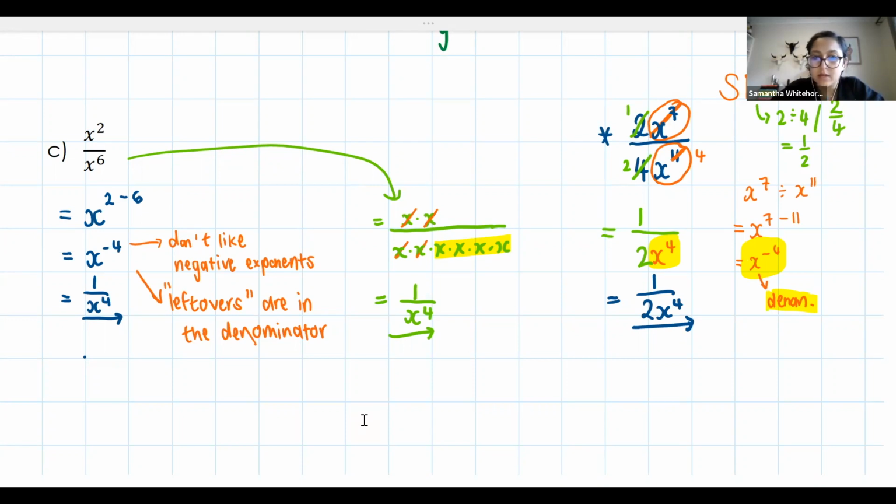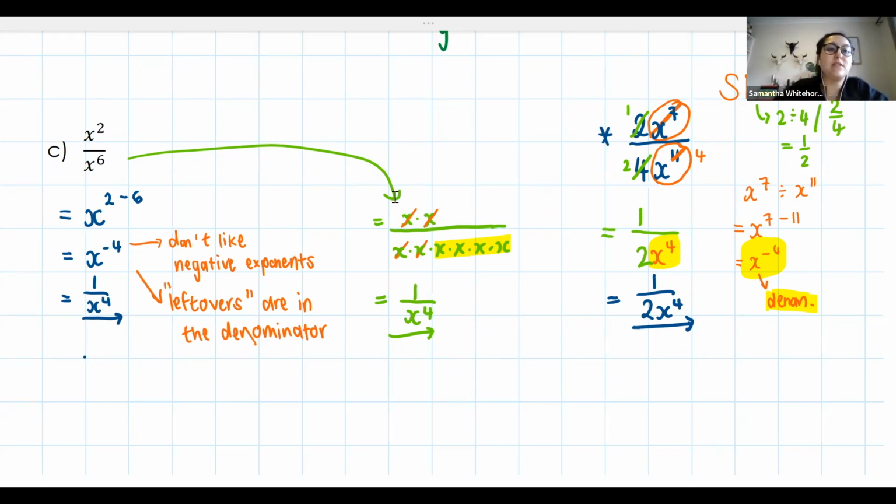I hope I'm saying that correctly. There should be a pop-up to unmute yourself. Ma'am, how did we get the negative exponent?